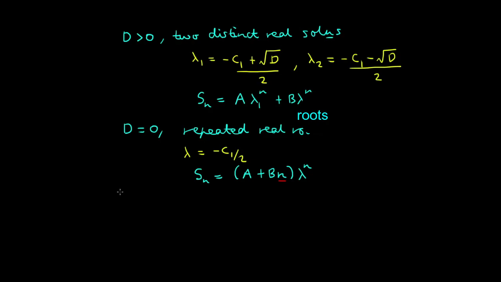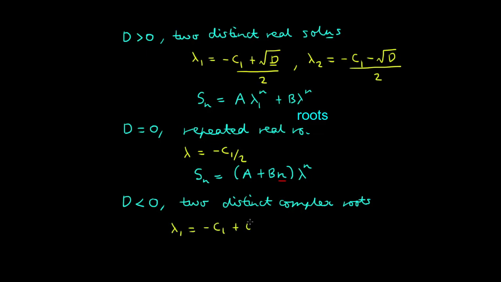And the third case is where the discriminant is less than 0 and you'd get 2 distinct complex roots. So as we can see, if d is less than 0, then what you'd get is a complex number. You have minus c1 plus the complex number i root d on 2. And similarly the second root will be minus c1 minus i root d on 2. And we can ignore this third case because we'll be solving recurrence relations that give real solutions.